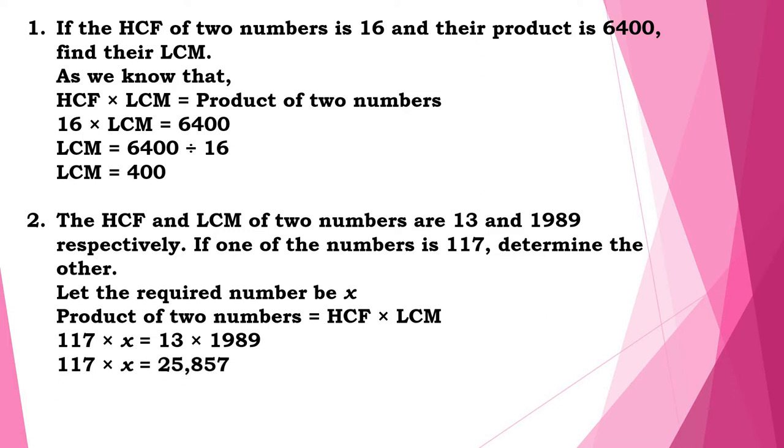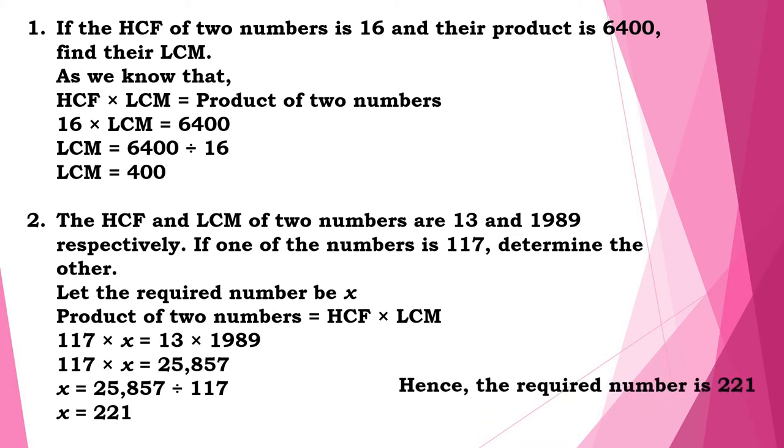So 117 into x will be 25,857. Okay. So x is equal to 25,857 divided by 117, and x is equal to 221. So the required number is 221.